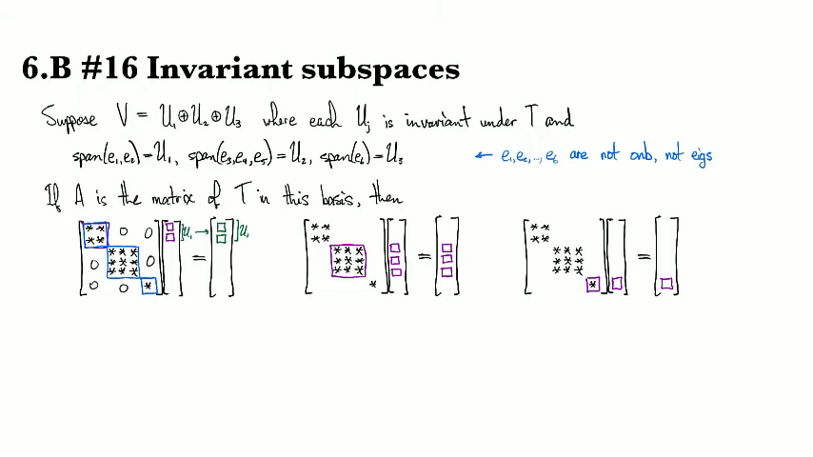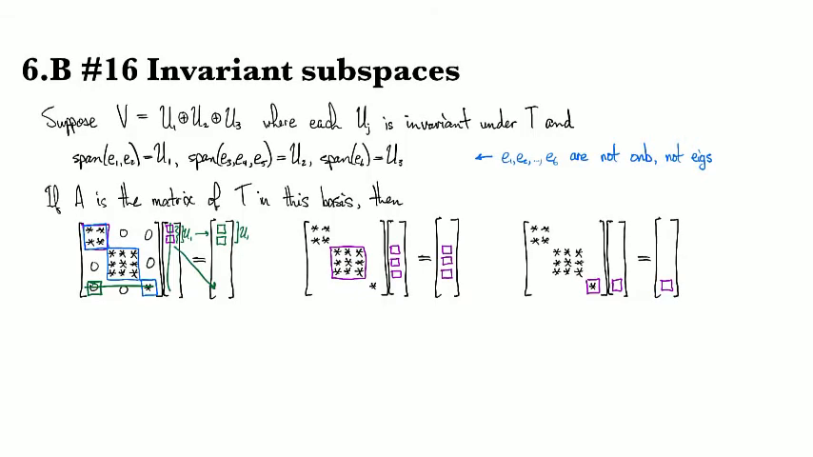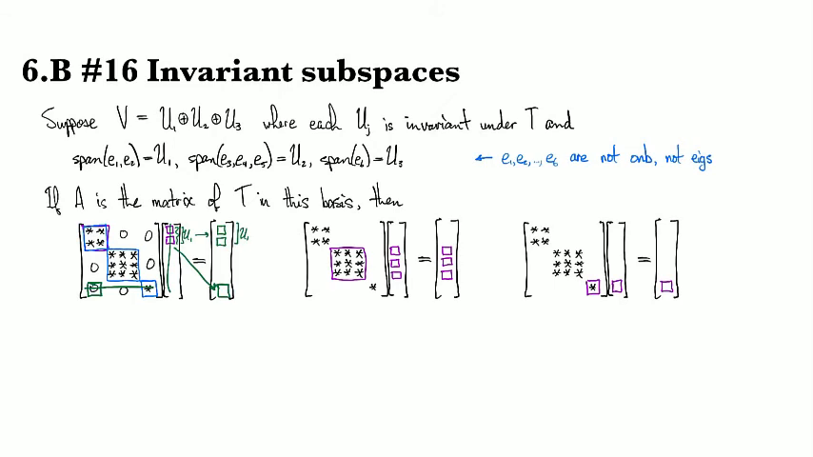If there was, say, some non-zero term in this one right here, then when I do the product of this times this, it's going to pick up data from these two and inject it into here. That would be a situation where U1 is not invariant, because vectors from U1 are getting launched to some place down here which is not inside U1.